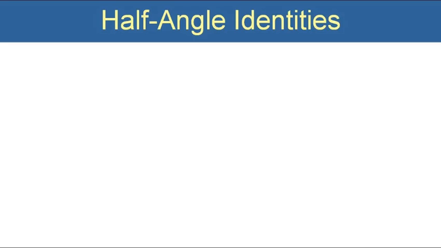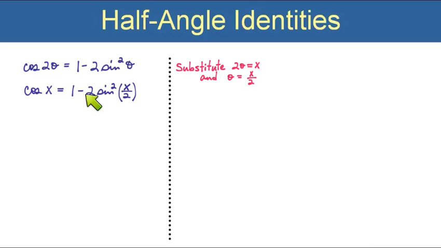Now let's develop the identity for the sine of x over 2. We'll start with another cosine of 2 theta identity, this time the one that has the sine of theta in it. And again, we'll do the same trick where we'll replace the 2 theta with x, and we'll replace the theta with x over 2. And again, we will solve this identity so that it says sine of x over 2 equals.